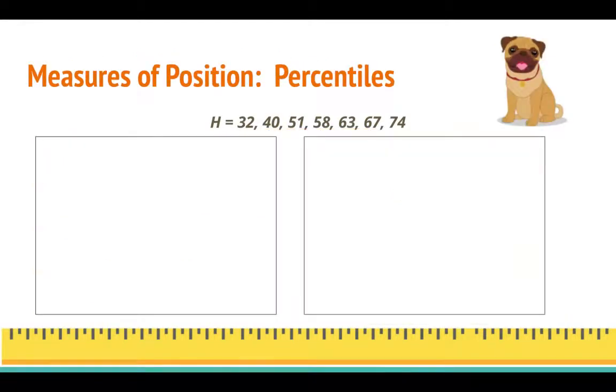Let's take a look at percentiles. This is another measure of position that gives us some really good information about how we compare to the bigger group. So again, we've got our heights of dogs here. We want to find the percentile rank of a score. This gives me the percentage of scores that are below my score. Score is another word for a data value.